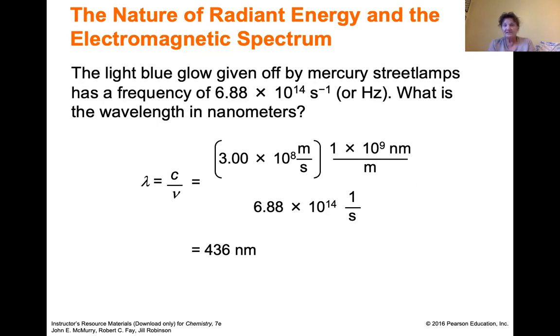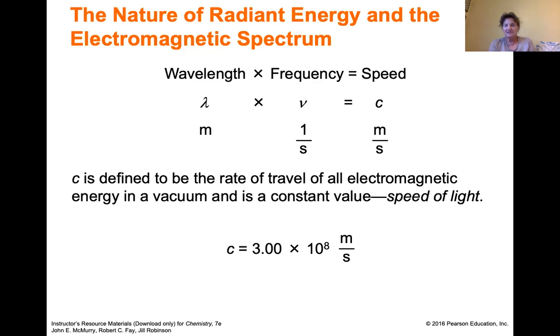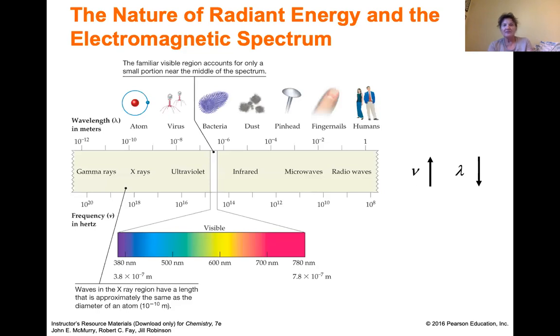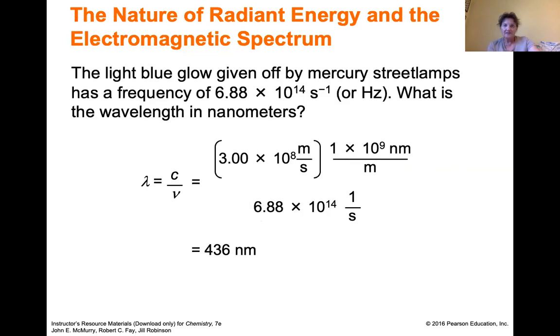So if you look at the relationship, wavelength times frequency equals speed of light. If you have frequency or wavelength, they're related to each other. So when you look back here, there's a set wavelength that goes with each of the frequencies below. And so you can calculate the relationship. So the light blue glow given off by mercury street lamps has a frequency of 6.88 × 10¹⁴ per second. And that unit of 1/s is called a hertz.